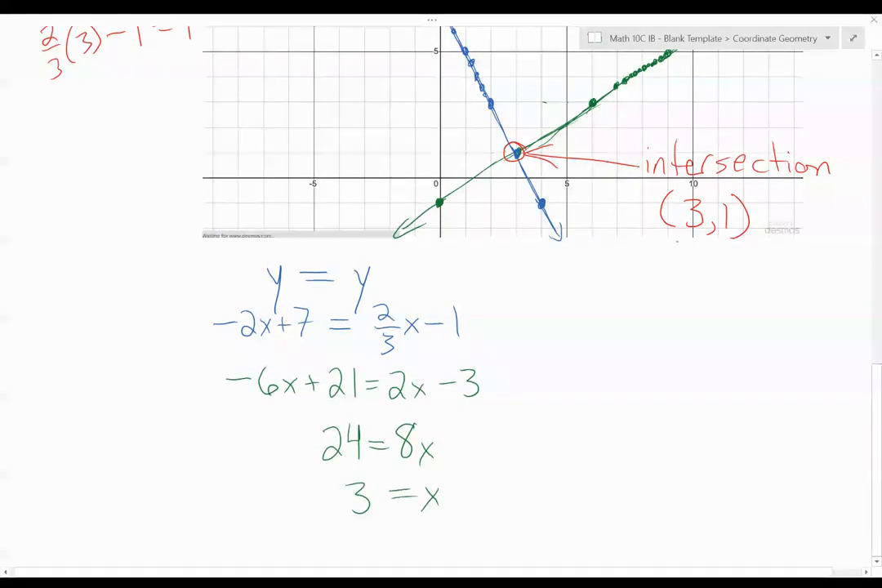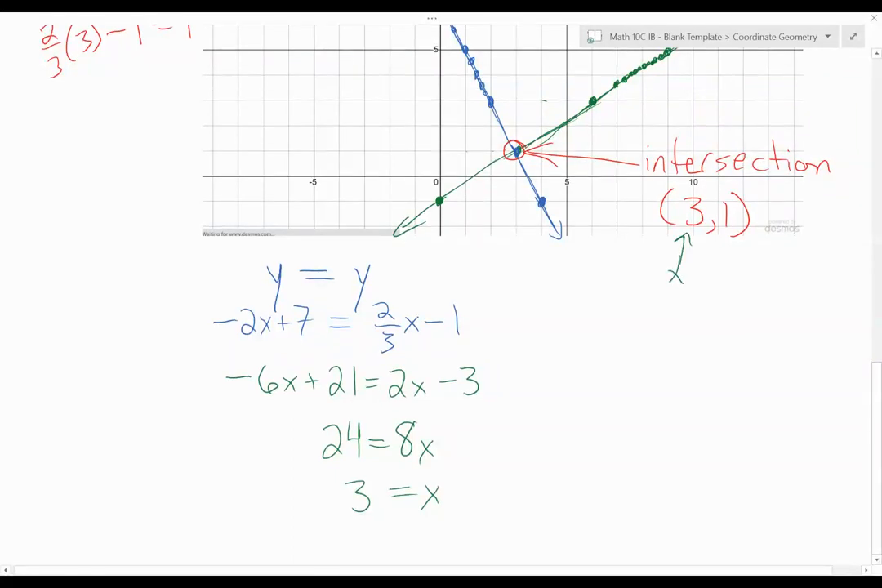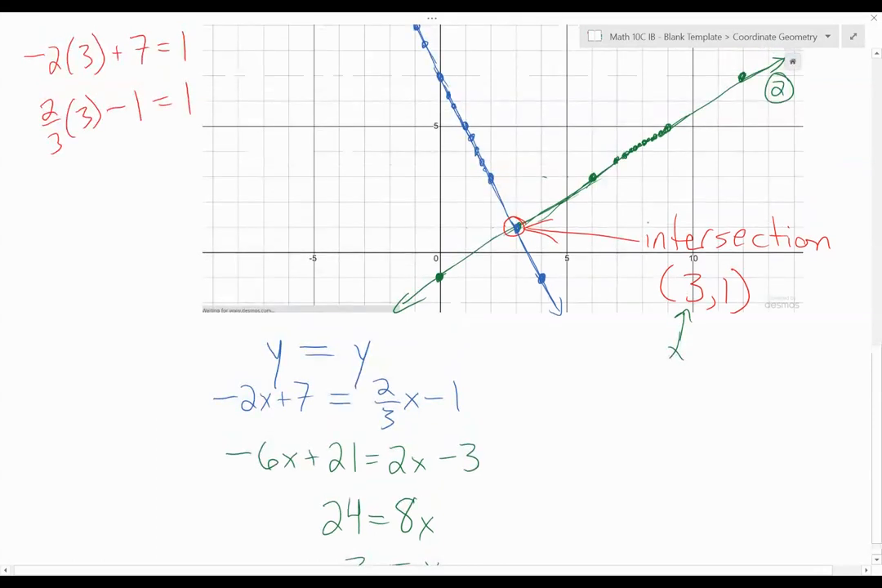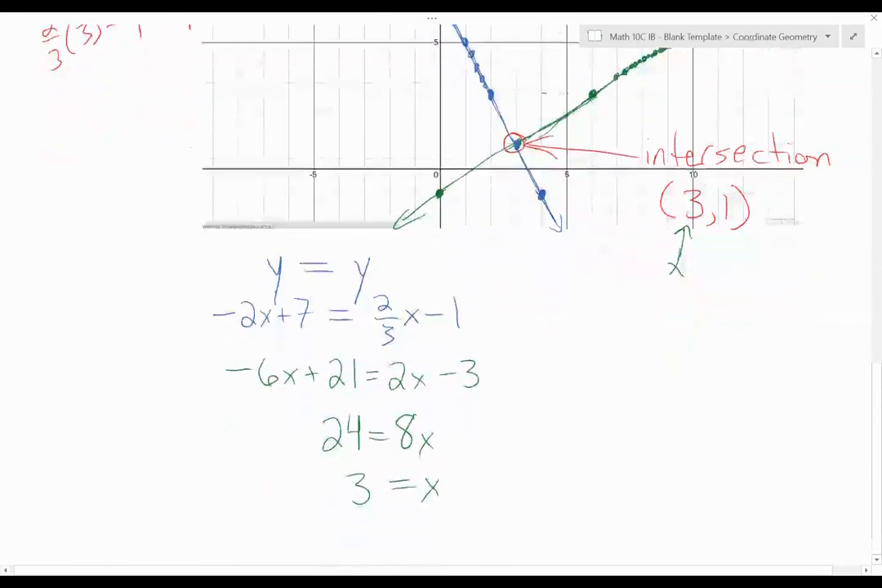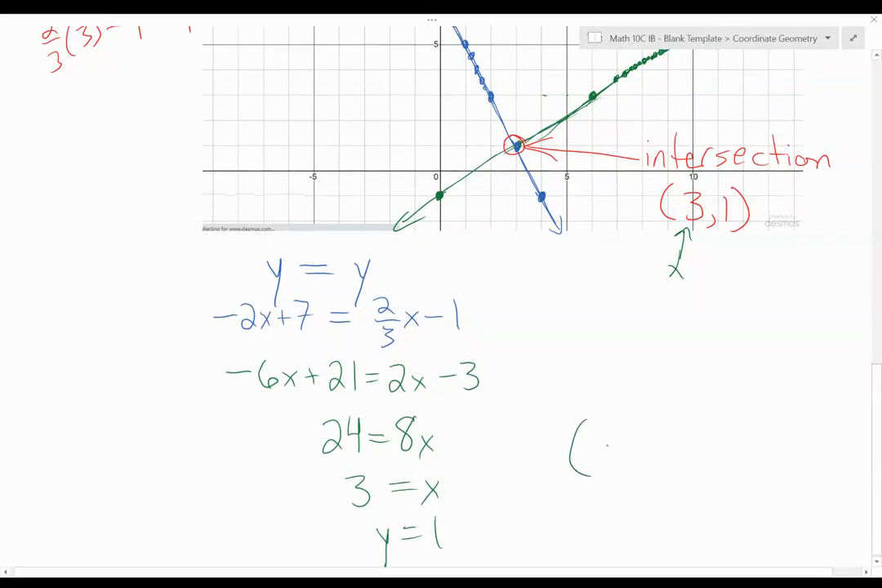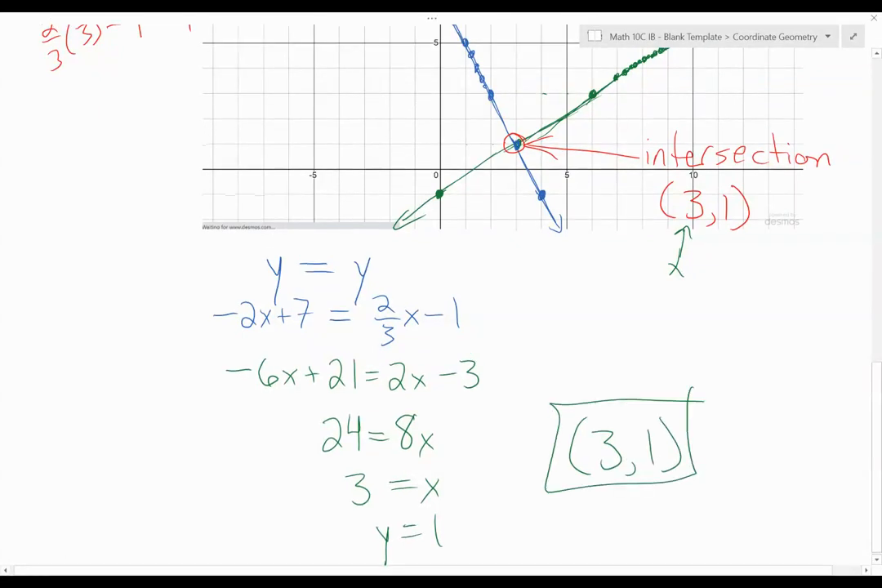Not a surprise. I already knew that x was equal to 3 from the intersection point. And then I can substitute it into either one of those equations. I've already done that work up here in red to figure out that y then would have to be 1. And this means that the solution to that system is the point 3, 1. Exactly the same solution we found graphically, but now found using an algebraic technique.